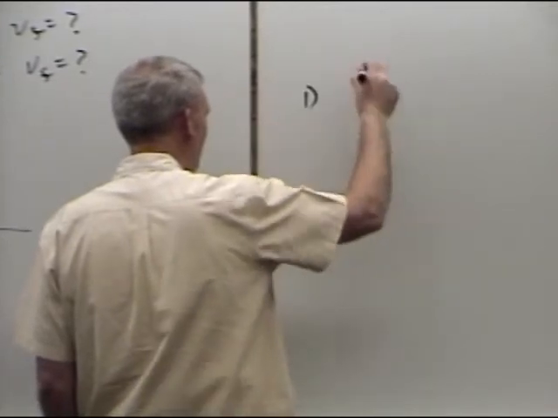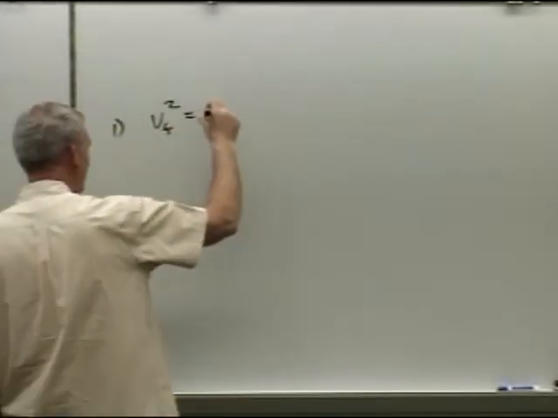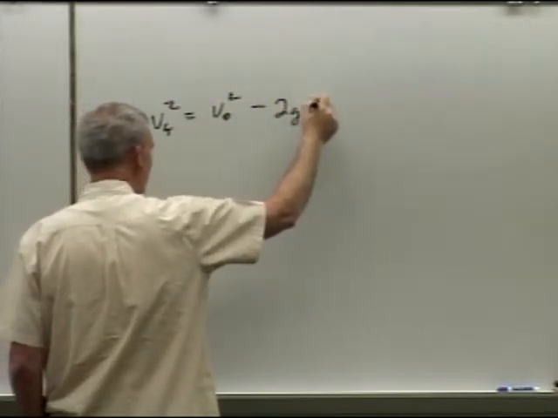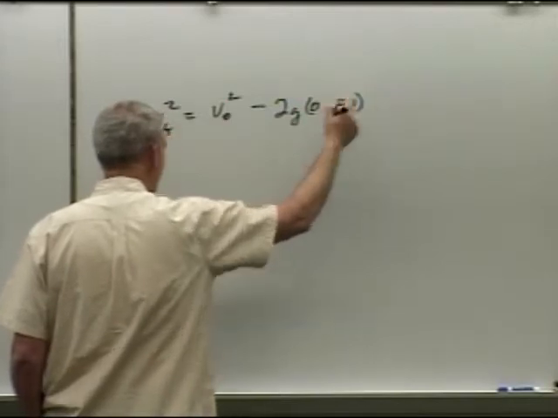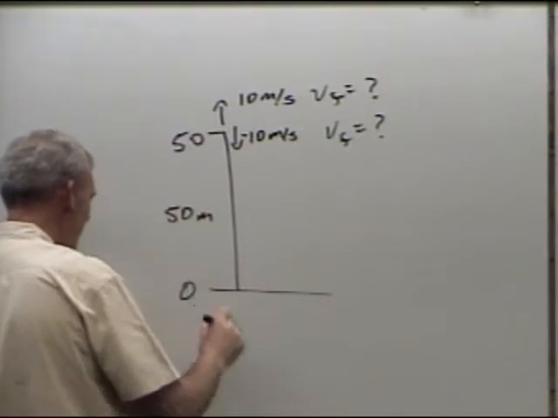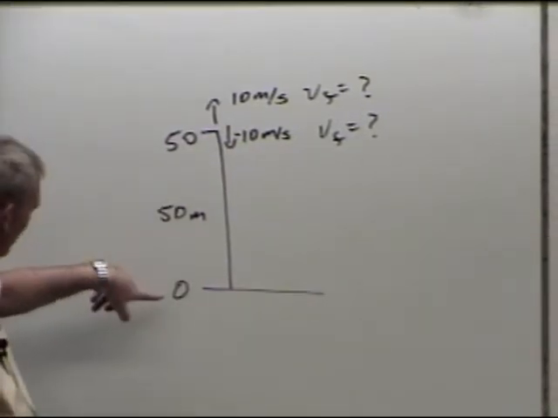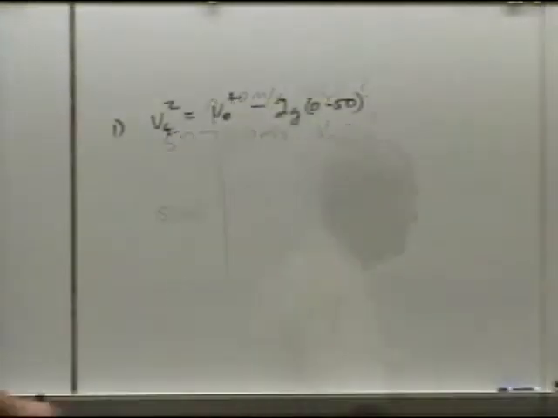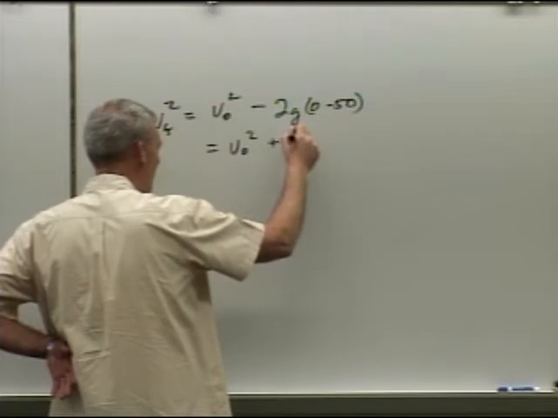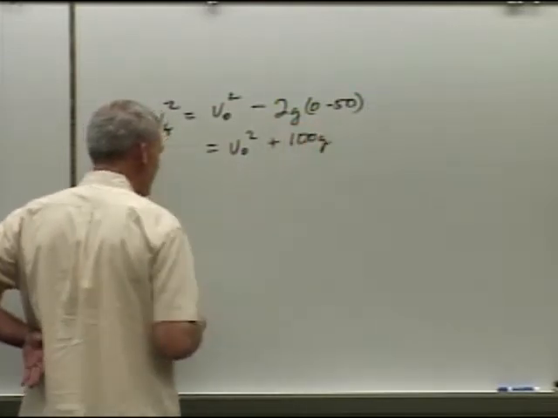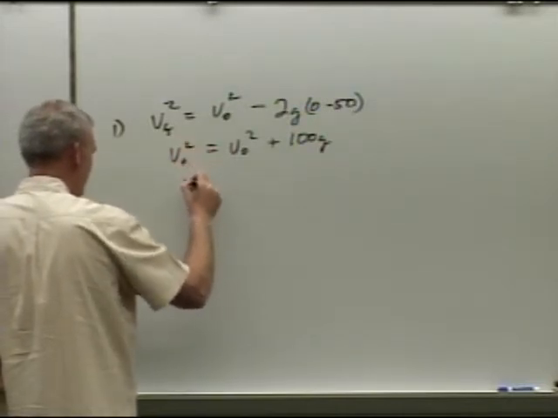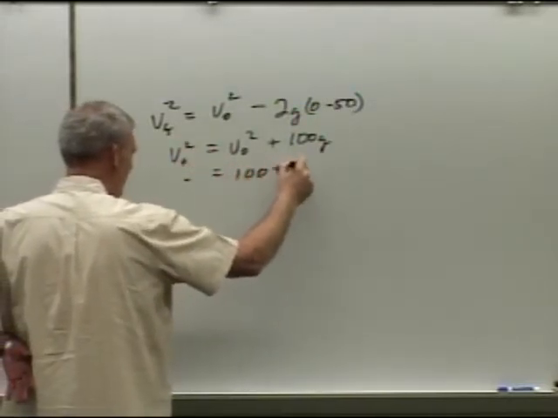Let's say for the first one, the final velocity squared equals the initial velocity squared minus 2g times 0 minus 50. Because this is at 50, this is at 0, it fell 50 meters, so you take final minus the initial. That's nice because this gives us v squared plus 100g equals vf squared, which equals 100 plus 100g.